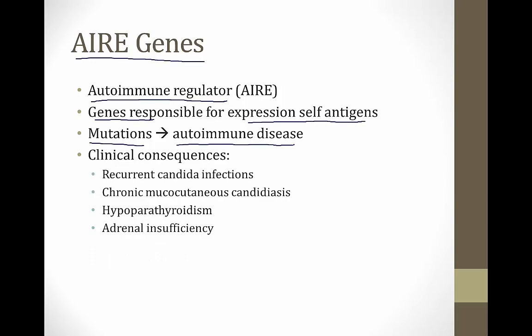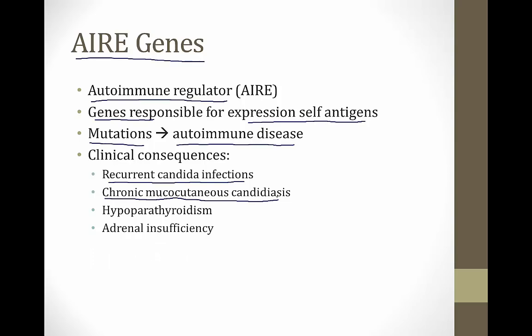The clinical consequences among people we know have AIRE gene mutations are very strange and something that you just have to remember. Patients with AIRE gene mutations develop recurrent candida infections. They get a condition called chronic mucocutaneous candidiasis. I talk more about this in the module on immunodeficiency syndromes.